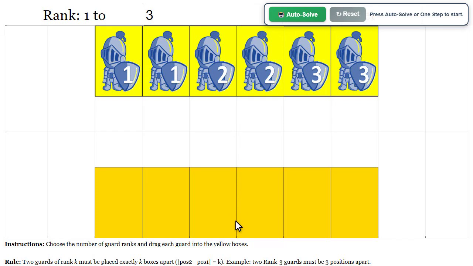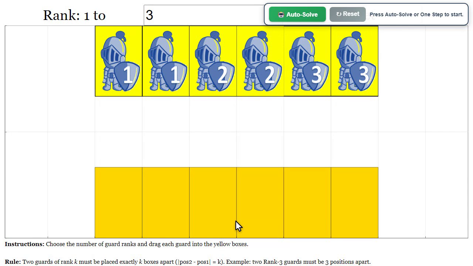The instruction table shows a complete solution for n equals 4: 4, 1, 1, 3, 4, 2, 3, 2. Check rank 1, positions 2 and 3, gap of 1. Correct. Check rank 4, positions 1 and 5, gap of 4. Correct. Every pair satisfies the rule.